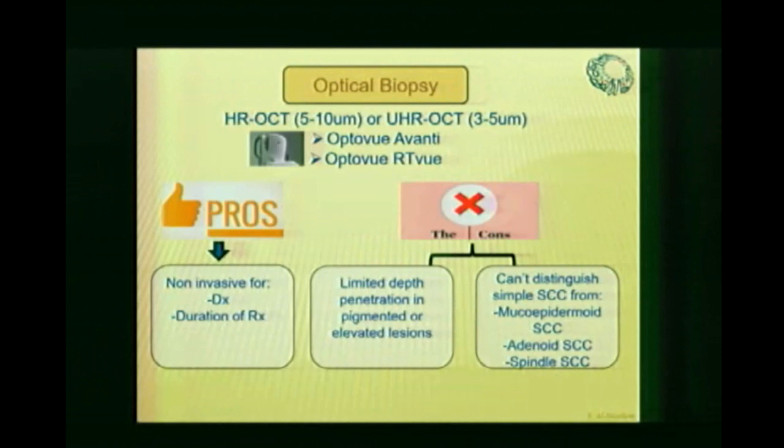But as a clinician, we can use another important tool, which is the optical biopsy, meaning the OCT. It's not a regular OCT. It has to be a high resolution, with a minimum of 5 micrometers. There are two machines that are available with high resolution. I have no financial interest. But what are the pros and cons, the advantages and disadvantages of using the high resolution OCT? Yes, it's a non-invasive tool.